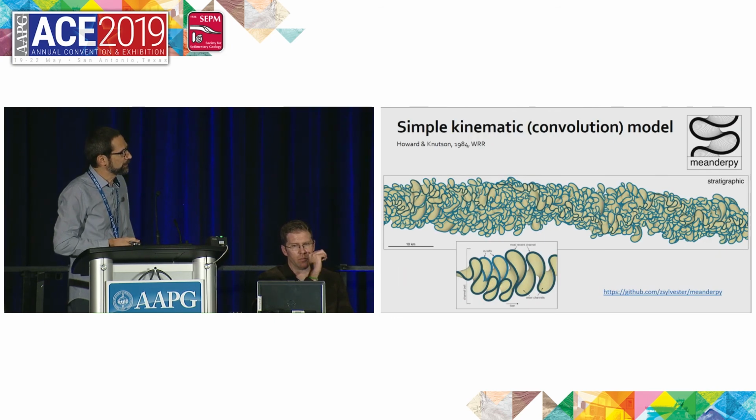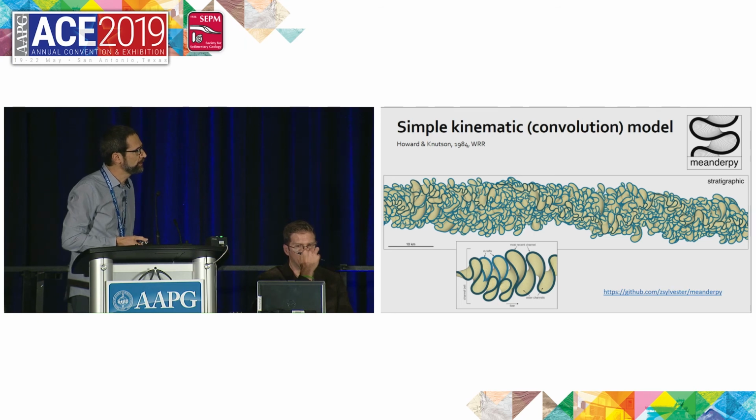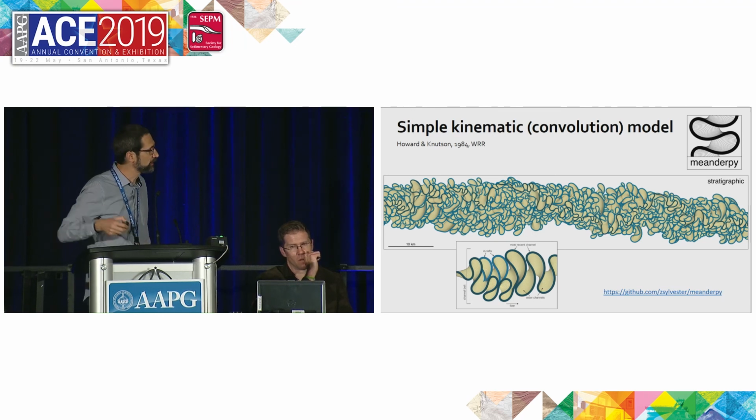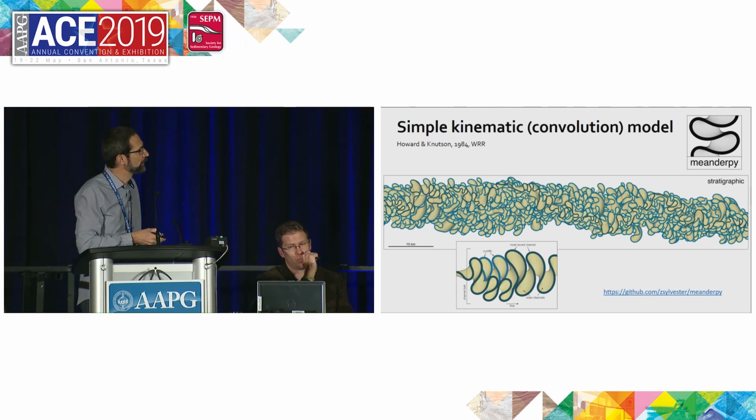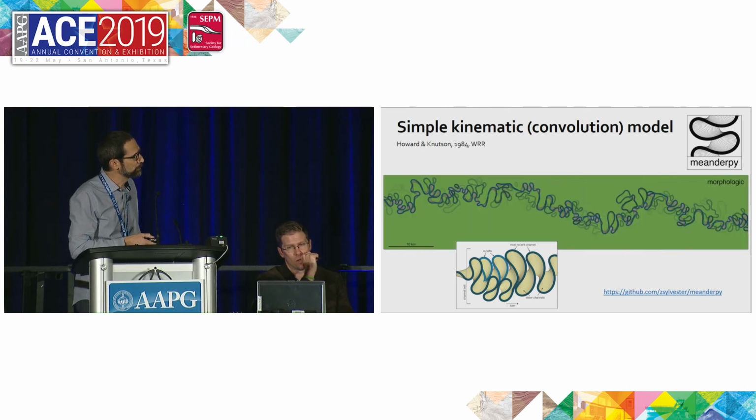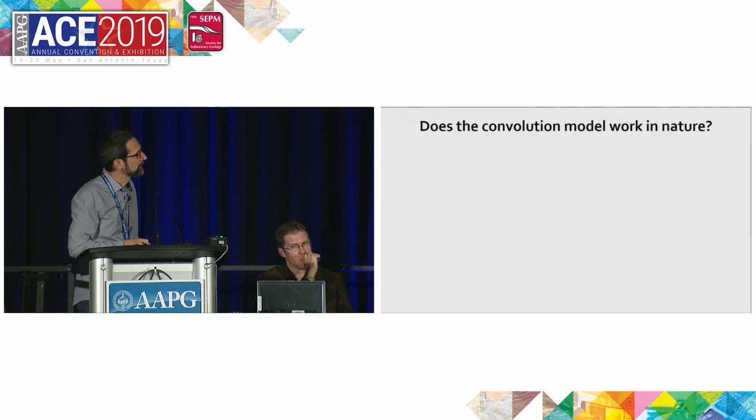So we have put together a little Python package that can be used to build these simple meandering models, largely based on this classic paper by Howard and Knutson. And you can see one of the outputs here, a very long-term evolution, of course, lots and lots of oxbows. If you want to paint it over with vegetation, then you can do that.